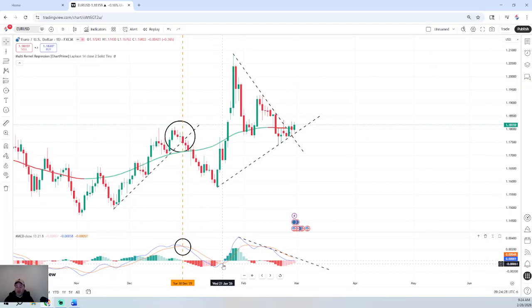Now what happens, we get the crossover once again, which is right here. And you have the histograms changing. Now here it's a little bit of a delay. It doesn't come until we've already had a sizable move to the upside. Now, here's where we get into some really good things about having a plan.